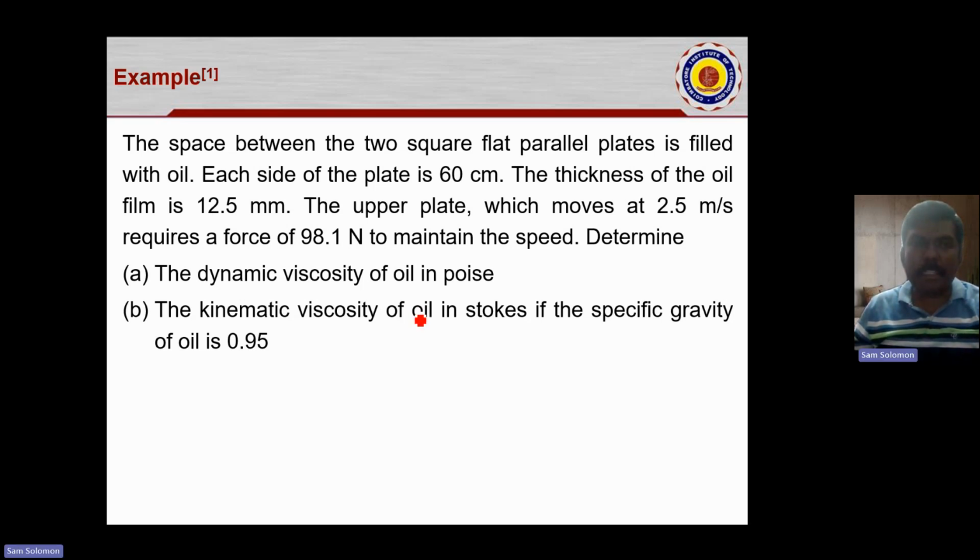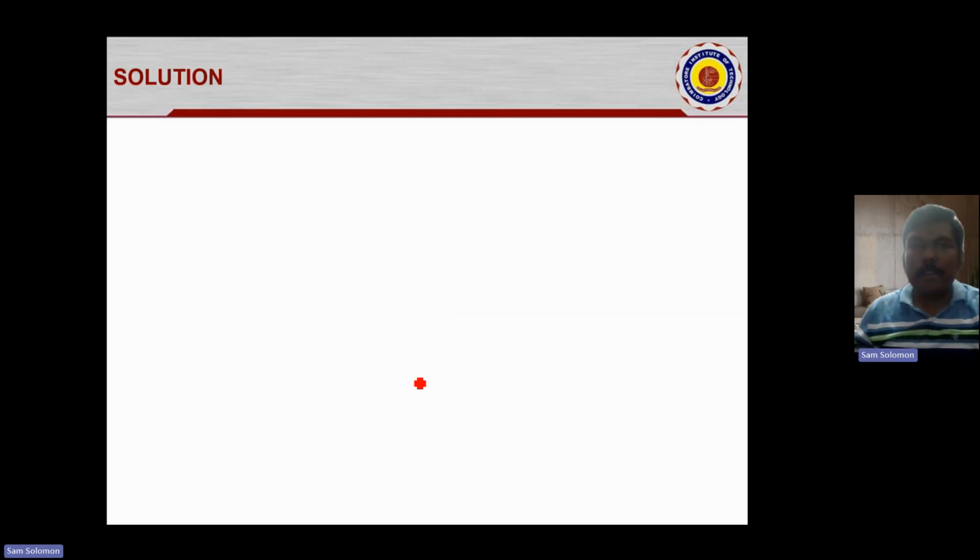So now the next problem. The space between the two square flat parallel plates is filled with oil. Each side of the plate is 60 centimeter. The thickness of the oil film is 12.5 mm. The upper plate moves at 2.5 meter per second, and it requires a force of 98.1 to maintain the speed. Determine the dynamic viscosity in oil, and they also want us to find out the kinematic viscosity.